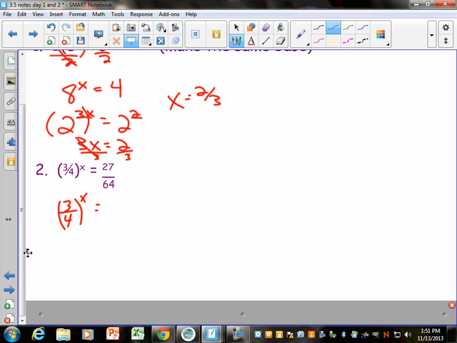27 is 3 to the third, and 64 is 4 to the third, I think, right? 4 times 4 is 16, and if we take times 4 again. So is that the same as saying 3 over 4 to the third power? If you recognize that you're supposed to write them as the same base, even though it's a fraction, it's not that bad of a problem. We don't even have to work anything out, because if we can write them both as a base of 3/4, can I just say that x equals 3?